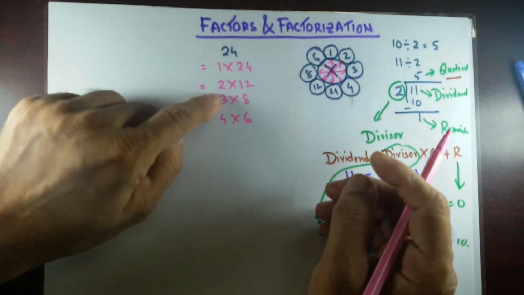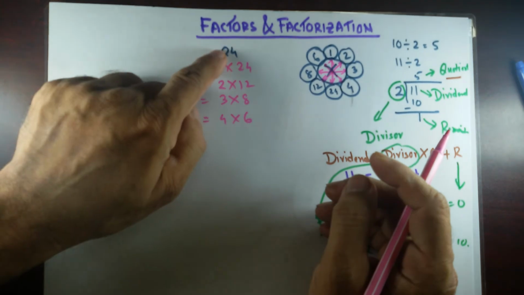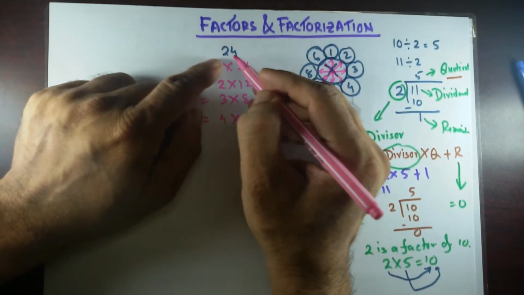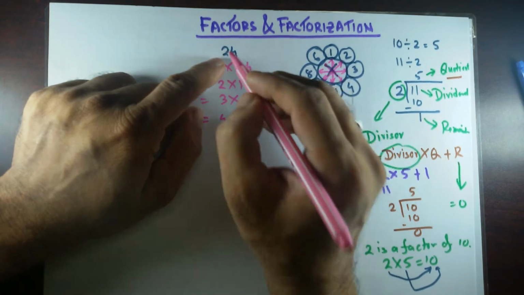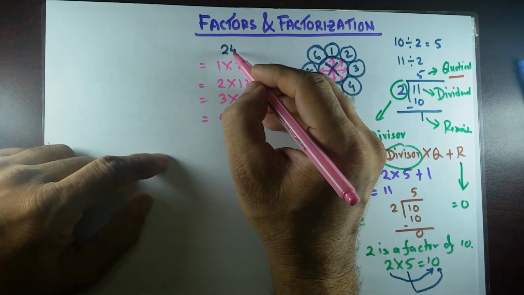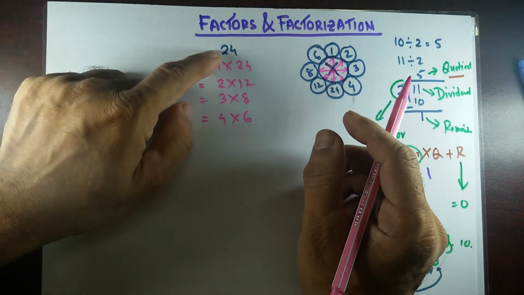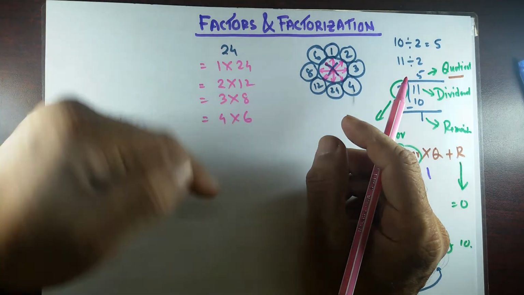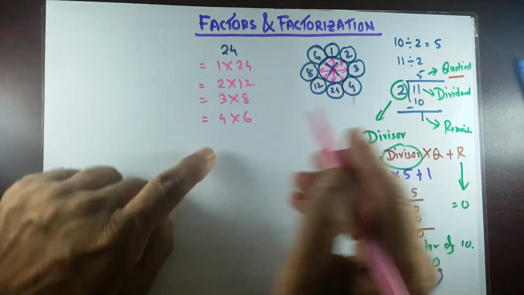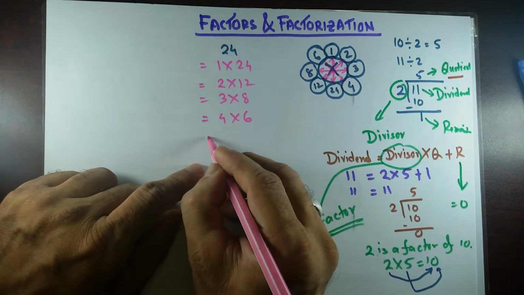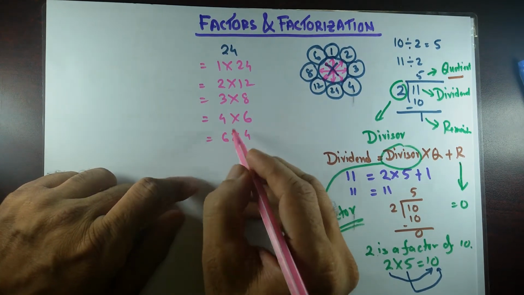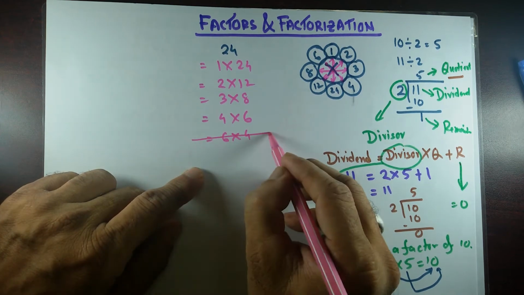You can see 1, 2, 3, 4. Can I try 5? If you know the test of divisibility, you know that 24 is not divisible by 5, because to be divisible by 5, the last digit has to be 0 or 5. So it's not divisible by 5. The next obvious choice is 6. 6 times 4. But look, we already have 6 times 4, just the other way around. I already have that pair, so I don't need it.